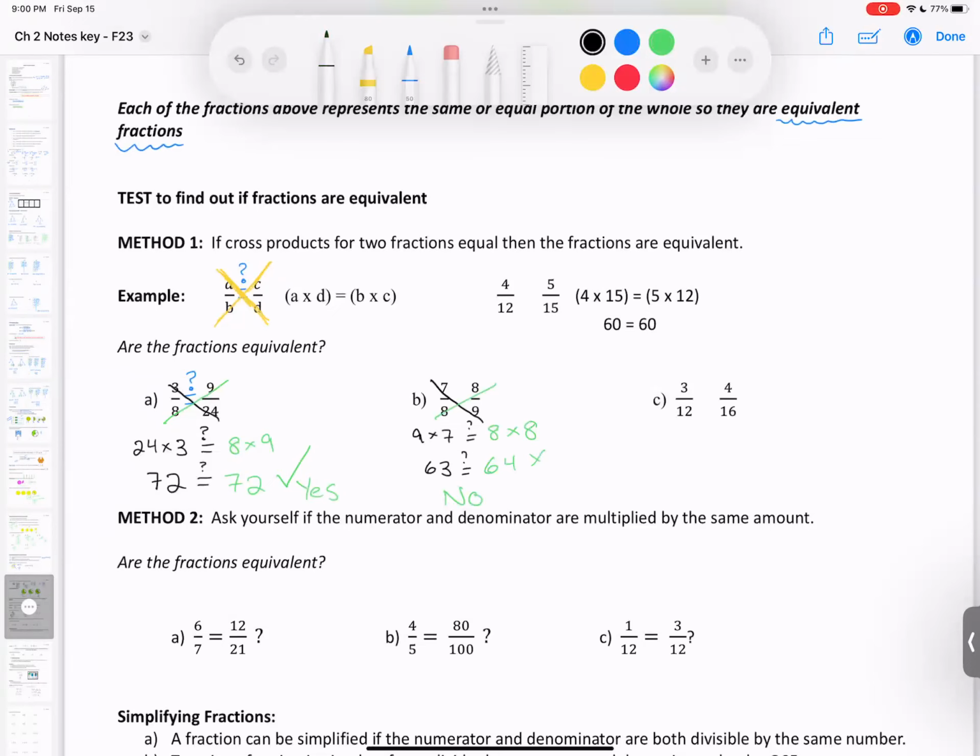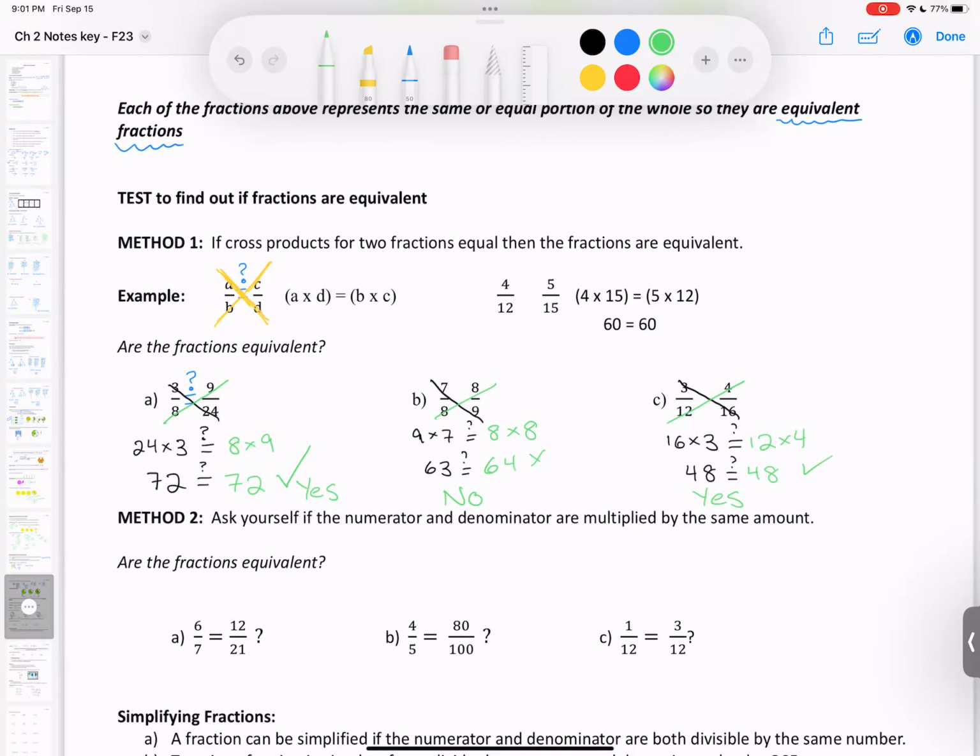Okay, so hopefully you had a chance to try this one on your own. So we have 16 times 3. And we're asking, does that equal 12 times 4? 16 times 3 gives me 48. Okay, and 12 times 4 also gives me 48. So yes, these 2 fractions then are equivalent.